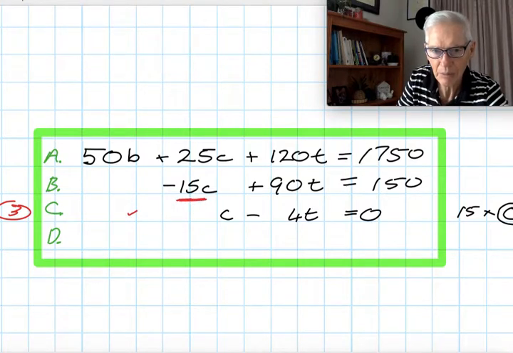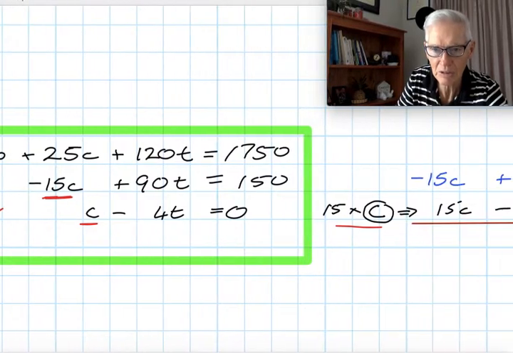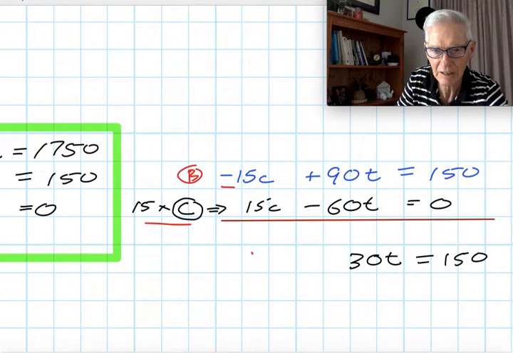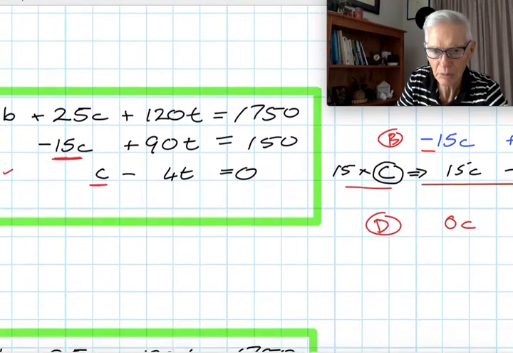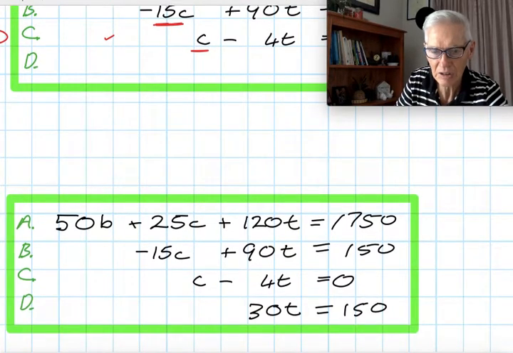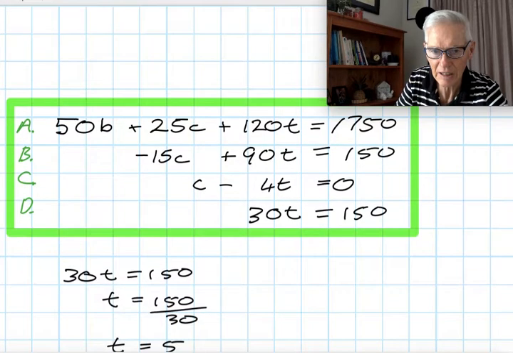Now we want the same number between here and here, so I'm going to multiply equation C by 15. So I go 15 times equation C, and then I'm going to add it together with equation B. Why do I add it? There's equation B there. Because one is negative, one's positive, so when I add it together, I get 0c, 30t equals 150. This here is equation D. That's what we want, so you put that in your box there. Now we can solve this equation by dividing by 30. And when we divide by 30, we get t equals 5.